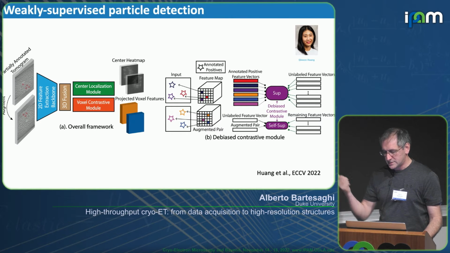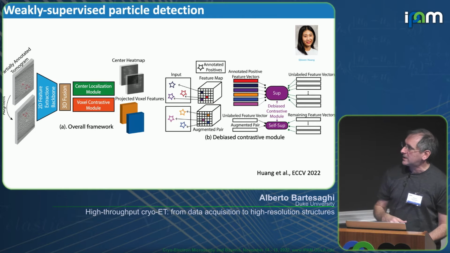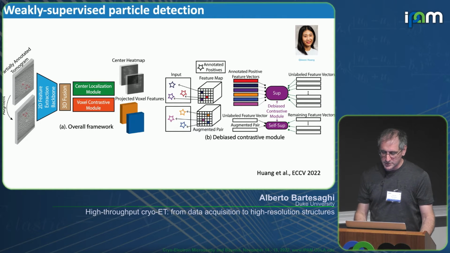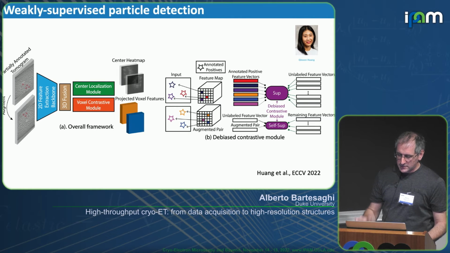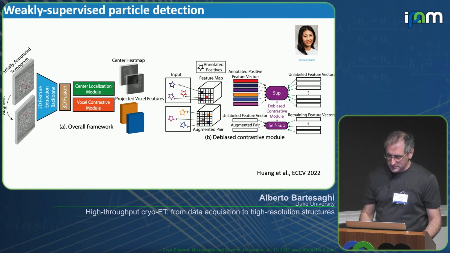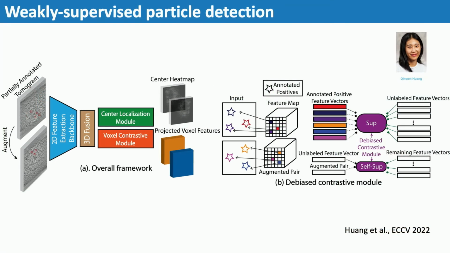So what we are doing, and this is work that Wendy in the lab, she's a student from computer science, has done. She's actually had some work on 2D, and this is the 3D part, which was recently published in ECCV, I think last month, where she's using a weakly supervised particle detection approach. The whole point here is, what is the minimum amount of labels that you can get away with and still be able to detect these proteins in 3D.